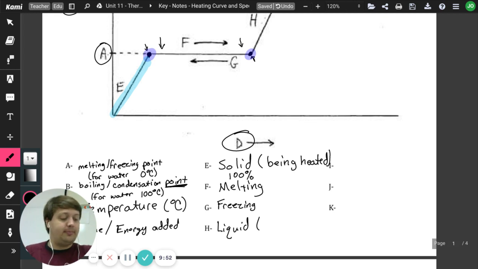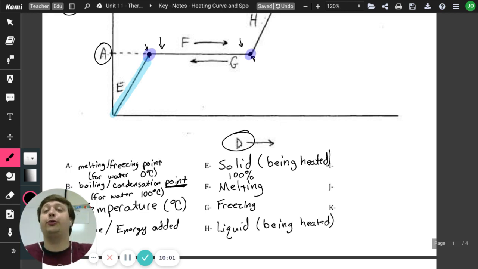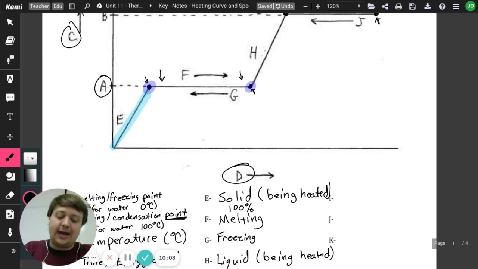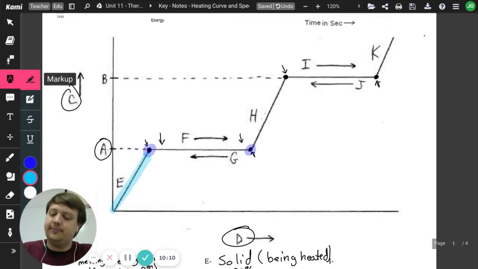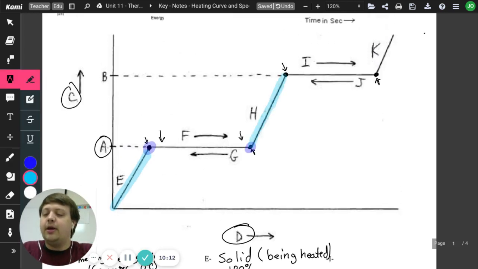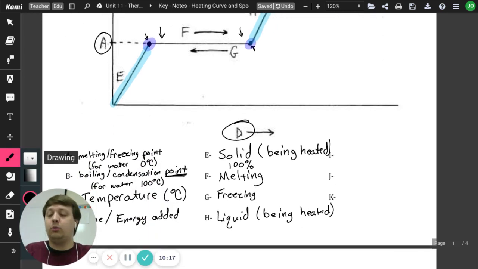And again, with it being a heating curve, this is being heated. If I turn that curve around and it turns into a cooling curve, then it would be the liquid being cooled. And again, on those slants, anytime you've got any of these slants, that is 100% that state of matter. So if I'm talking about a liquid for H, it is 100% liquid. There is no solid, there is no gas. It is all liquid.